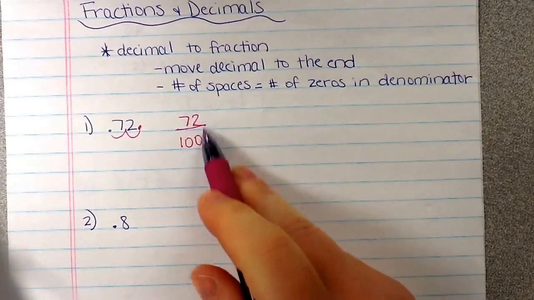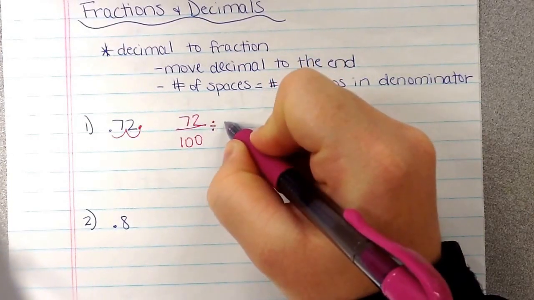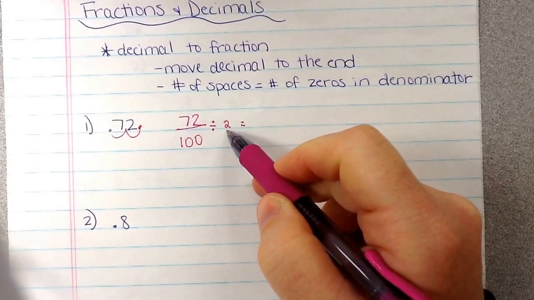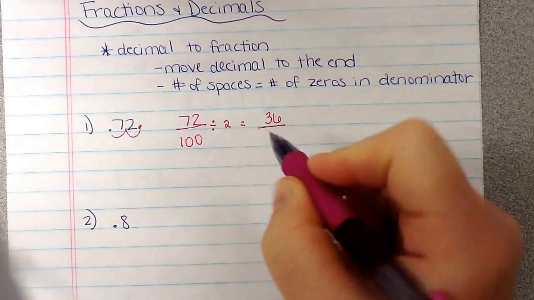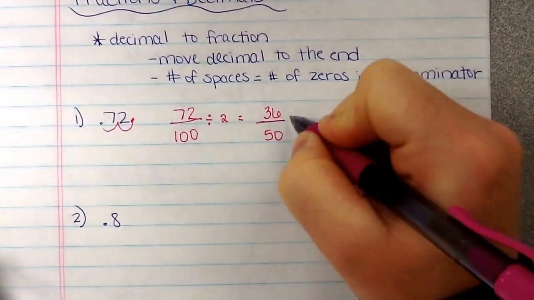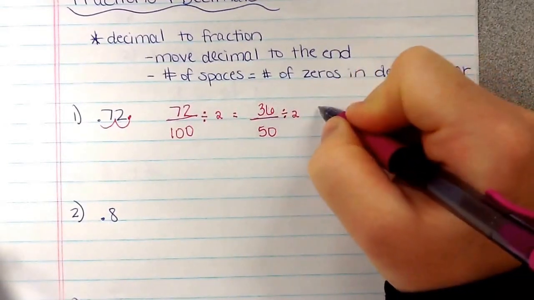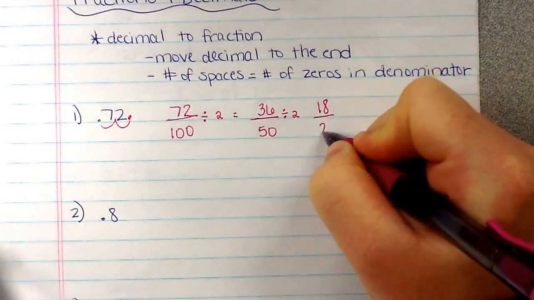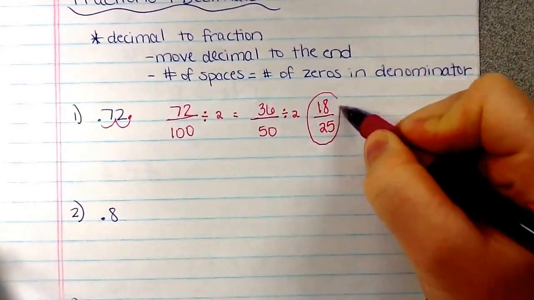Now, what can I do with 72 over 100? Simplify. I can divide them both by 2. 72 divided by 2 is 36. 100 divided by 2 is 50. Can I simplify any more? Yes. Divide by 2 again. 36 divided by 2 is 18. 50 divided by 2 is 25. So 0.72 is the same as 18 over 25.